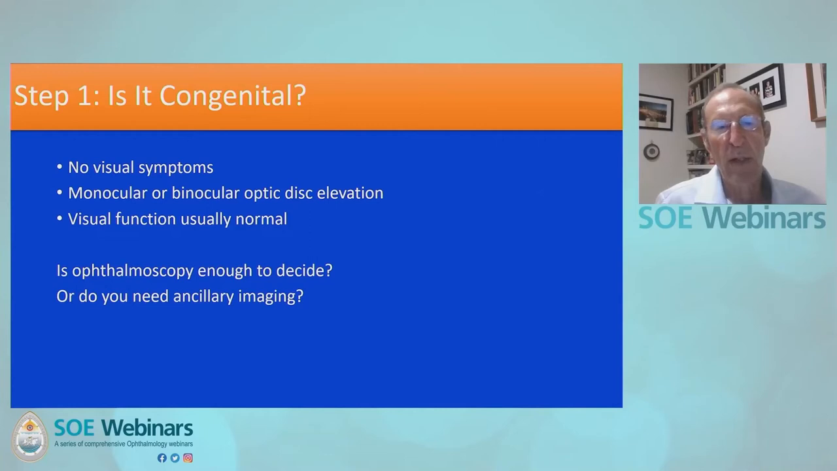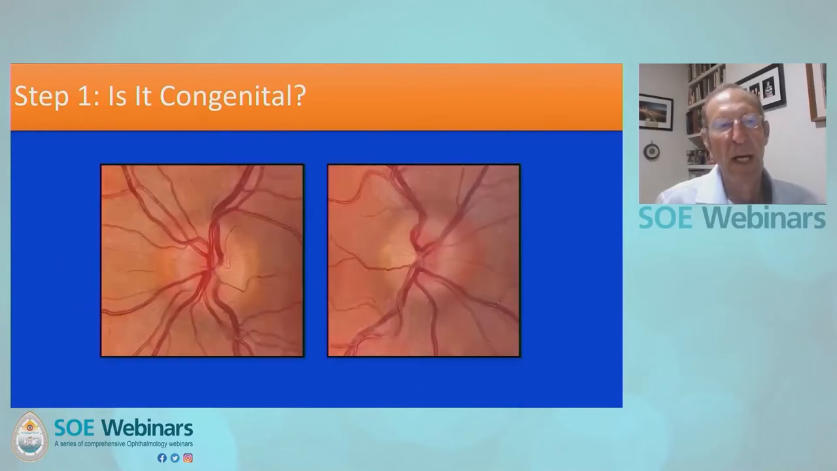The question is whether ophthalmoscopy itself is enough to help you decide whether or not the disc is congenitally elevated or has acquired optic disc elevation, and do you need to have ancillary imaging? So let me show you in the next slide a series of two pictures here, the one on the left and the one on the right, and I would ask you to look at them and determine, just from looking at them, which one is congenital and which one is acquired.